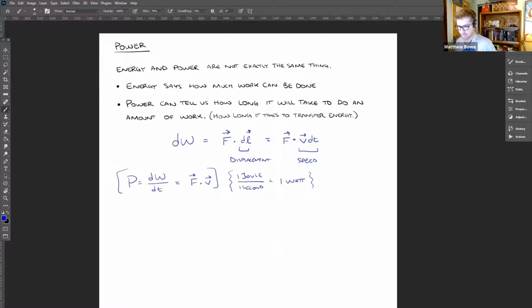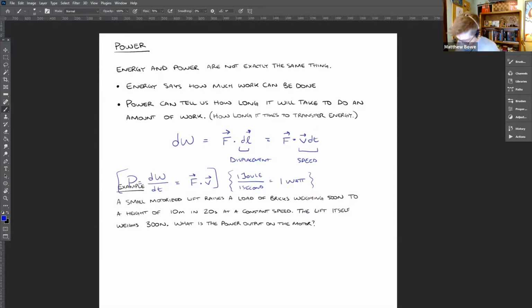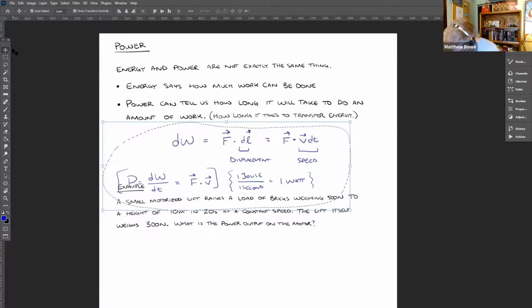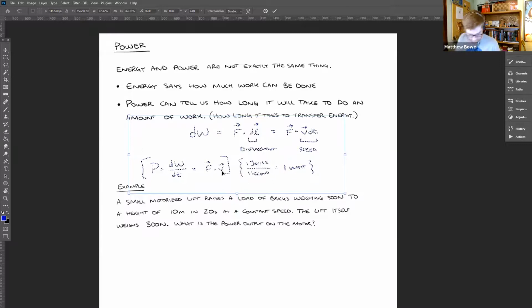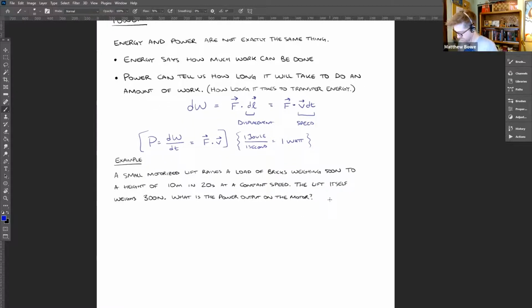Let's do a little power example and then we'll basically be done with this chapter 6. All right, so a small motorized lift raises a load of bricks weighing 500 newtons.